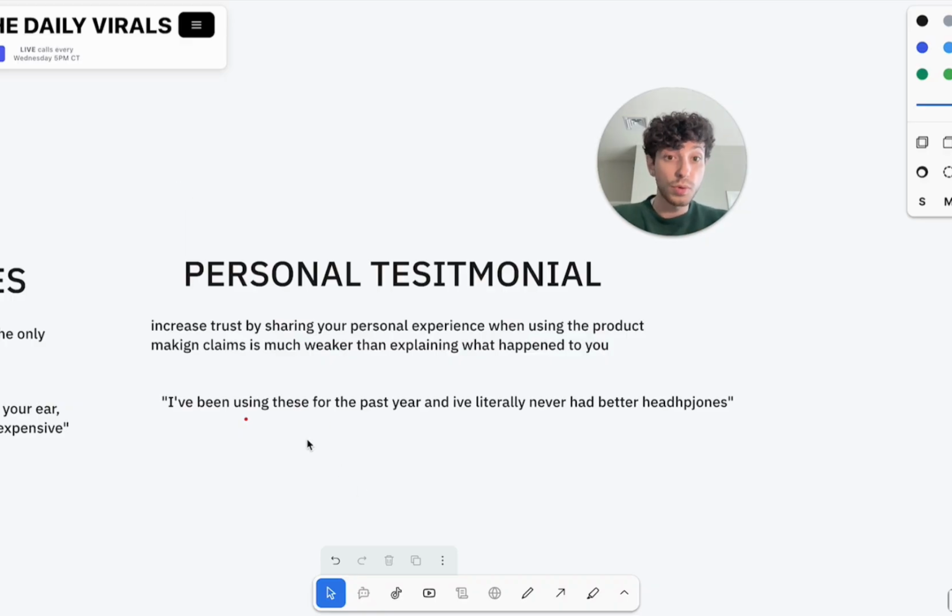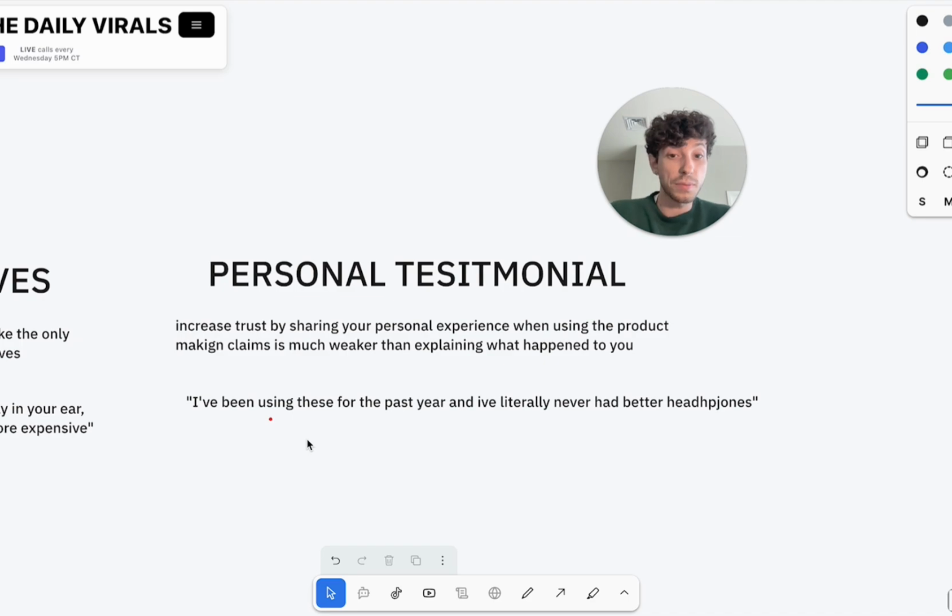So an example with the headphones, again, is I've been using these for the past year and I've literally never had better headphones. By me saying my personal experience, it just amplifies the effect of the claim that I'm making.